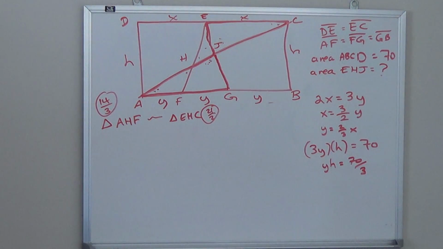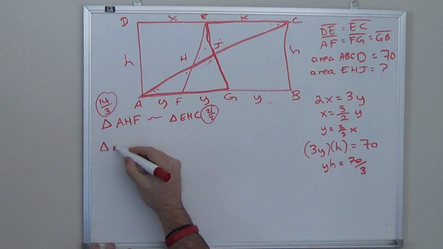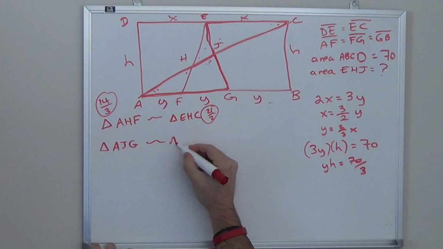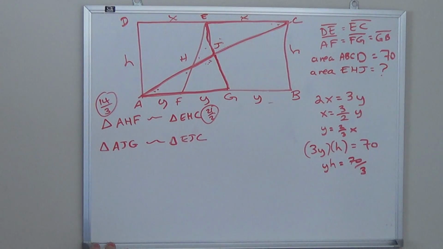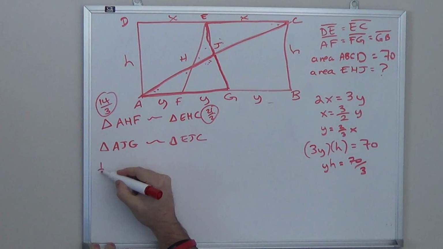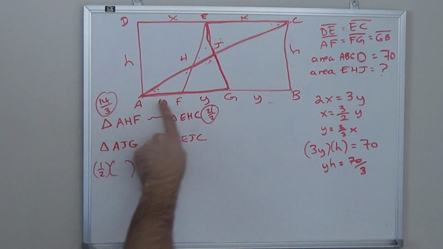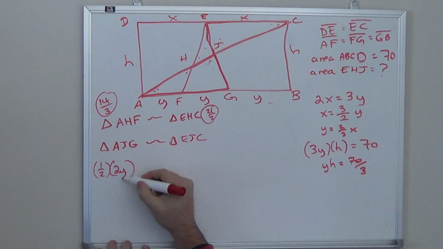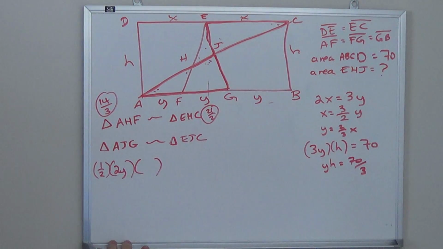All right, so let's do the same thing. Now we're going to use triangle AJG and say that's similar to triangle EJC. Let's try to get the areas. Okay, so AJG, it's going to be 1/2 times the base, which now this piece is what? 2y. And again, we're not sure of the height. We know it's just going to come straight down, but we're not exactly sure what that is.